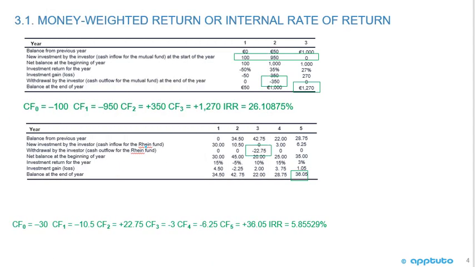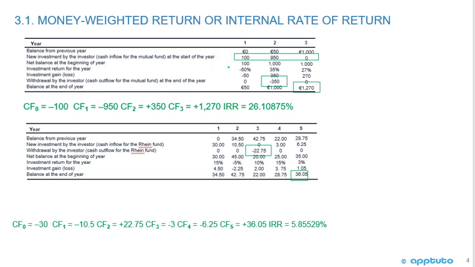This is not a multiple choice question, but I just want to work you through an example of the money-weighted rate of return, which uses the IRR functionality on the calculator. So here's a table. You can see here's the balance from the previous year. Starting at the beginning of time 0, there's nothing. Then a new investment by the investor, so that's always going to be a negative cash flow.